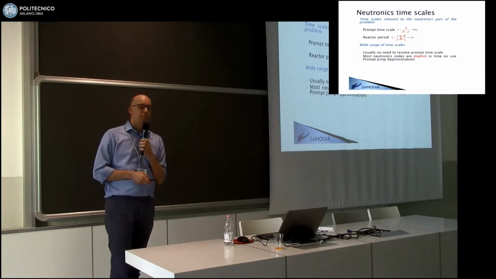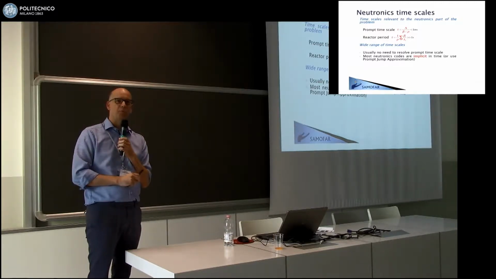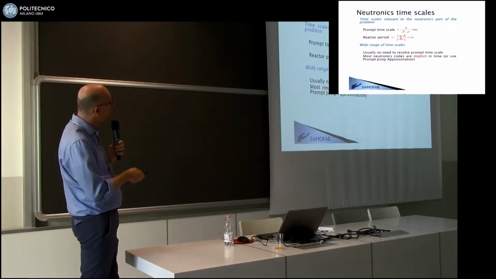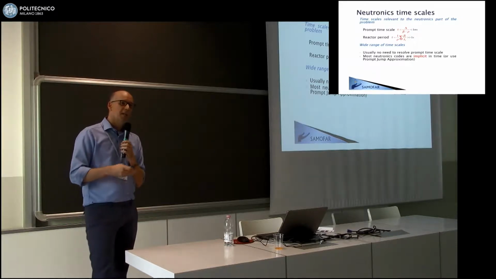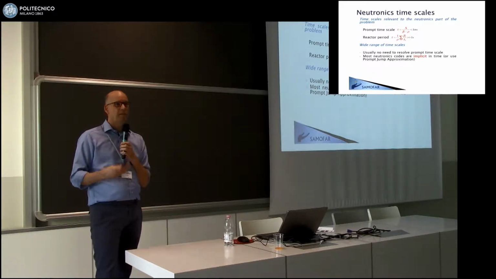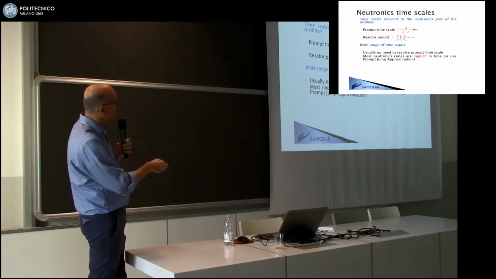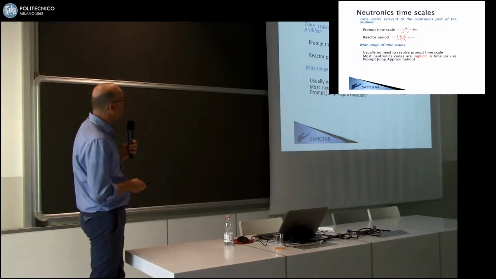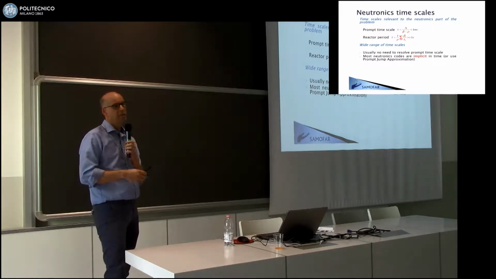Now most of the time, we are really not so interested in resolving this prompt jump, except if you actually have a prompt jump. So in most cases, you're not so much interested in processes that are related to this particular physics. So that means that most neutronics codes are implicit in time to make sure you don't have to use this time step. Or you can use a trick using the prompt jump approximation directly, and then you don't have that time scale at all.